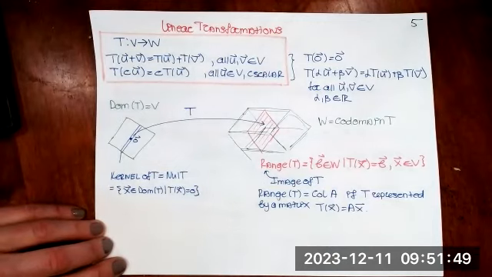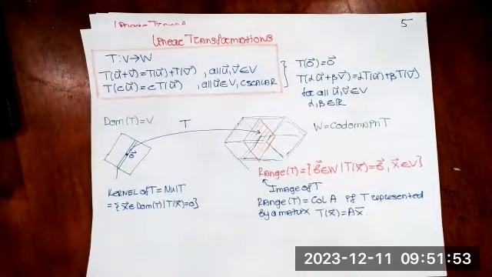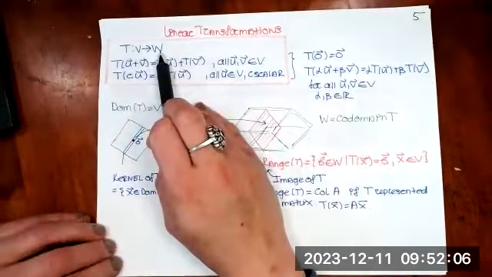But again, not all linear transformations are expressed in terms of matrices. What's true about all linear transformations is this one condition. I basically have this function that takes an element of one vector space and brings it to another vector space.